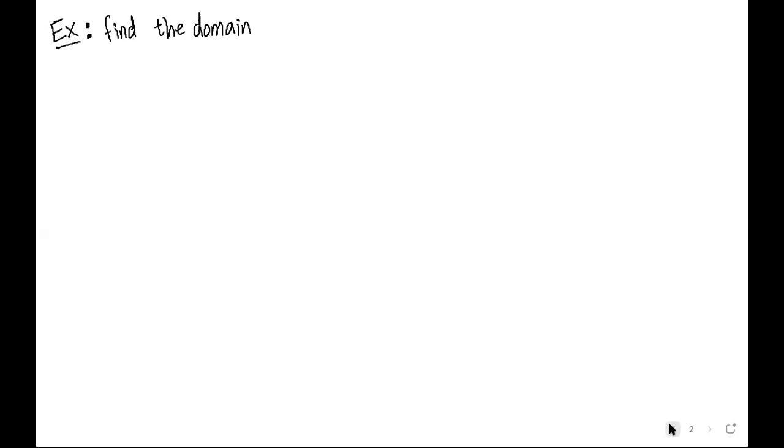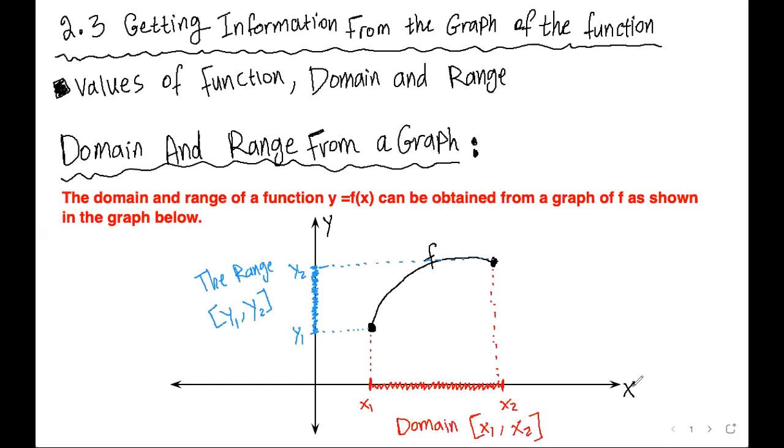Can you please go back? Yes. So I want to specify the domain here. The domain is all x values for which the function f is defined.